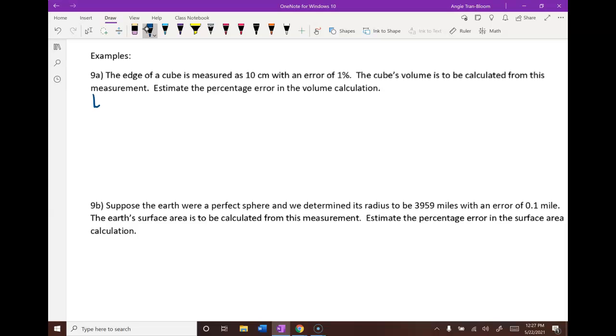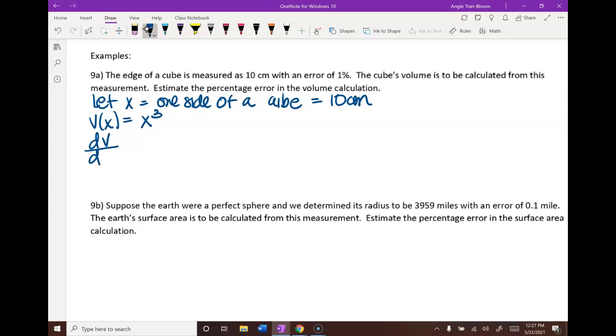So let's use a variable. Let x be one side of a cube. In this problem, one side is measured as 10 centimeters. Well, let's find the volume. The volume with respect to x of a cube is x to the third, because it's length times width times height, and since it's a cube, all sides are the same. Well, let's find the derivative with respect to x. So this is the change in volume with the change in the one side. So this is 3x squared.